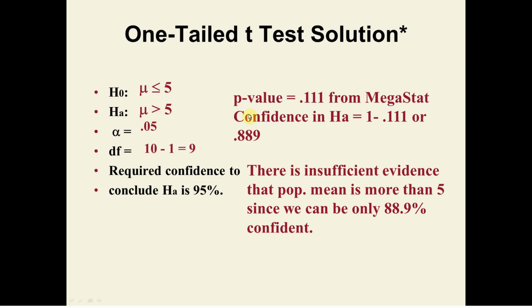So that's exactly the way we'd state it. Because the p-value of 0.111 is greater than the required level, 0.05, equivalently we could say because our actual confidence, which is 1 minus 0.111 or 88.9%, is less than the required level of confidence of 95%, there's insufficient evidence that the population mean is greater than 5. Notice that we always talk about the alternative. We don't talk about the null. We always talk about we can only be 88.9%. So even though that's pretty confident, it's not confident enough.